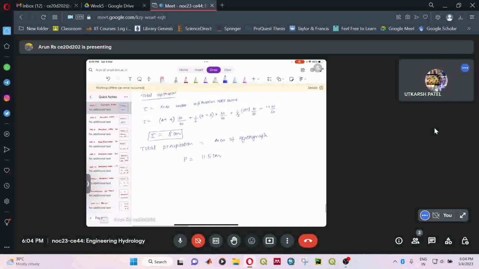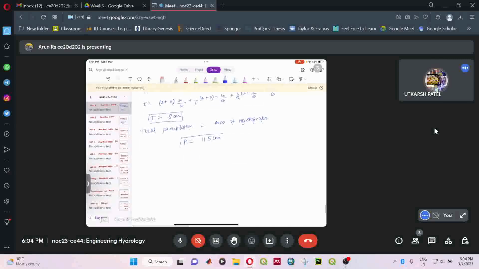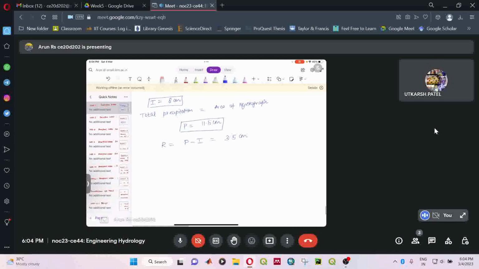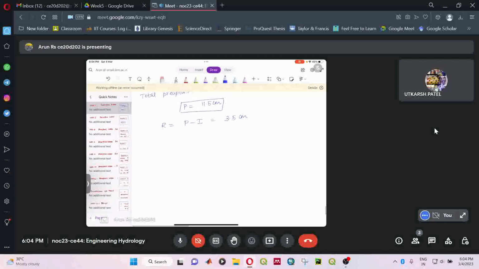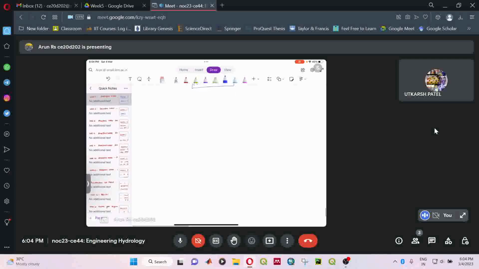Now what is runoff? Runoff is equal to total precipitation minus infiltration, 3.5 centimeter. So R is equal to 3.5 centimeter. Now we have got all the required data to calculate the phi index. Now next is the calculation of the phi index.